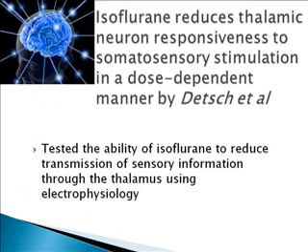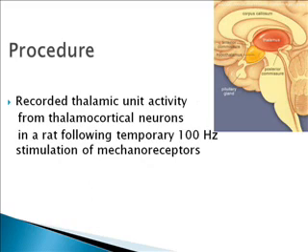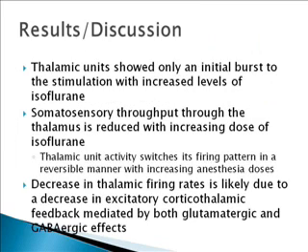An example of the dose-dependent ability of isoflurane to reduce the reliability of sensory transmission through the sensory thalamus is shown in the Detch et al. experiment, who recorded thalamic unit activity in the rat following a temporary 100 Hz stimulation of mechanoreceptors. The thalamic units tonically followed the stimulation at low isoflurane levels, but would show only an initial burst at the stimulation when the isoflurane levels were higher. This finding is consistent with the thalamic consciousness switch hypothesis, as it shows that thalamic unit activity switches its firing pattern in a reversible manner with increasing anesthesia dose.